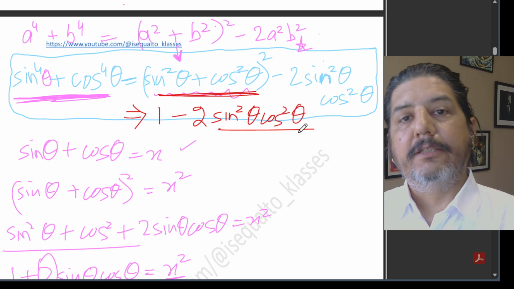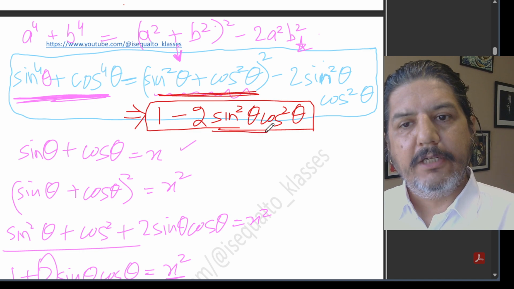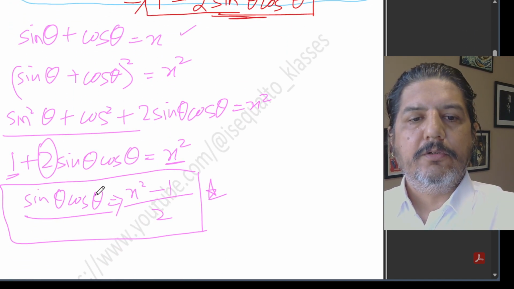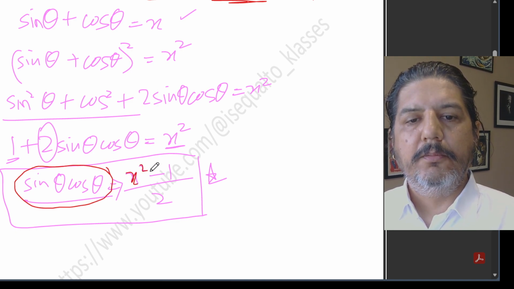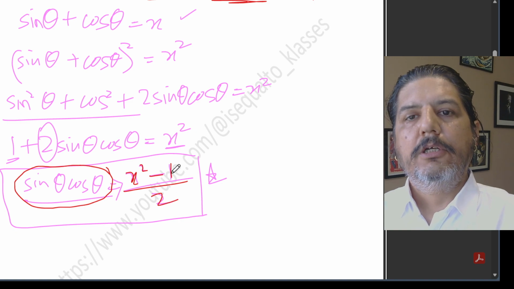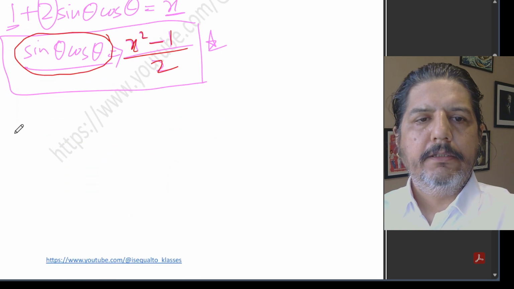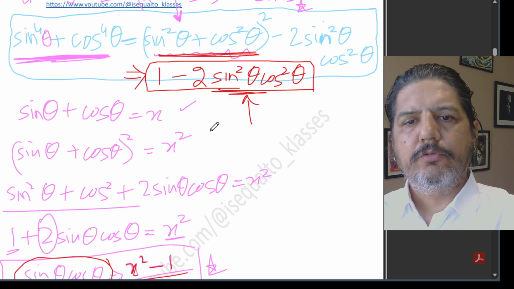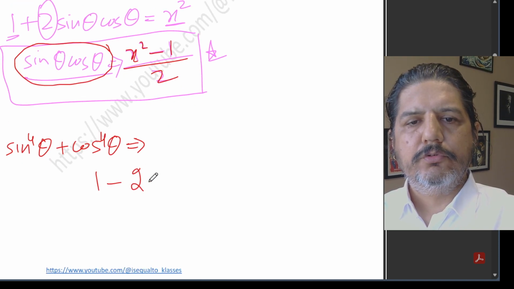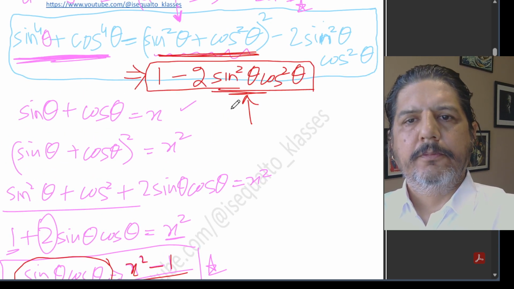Now, if I have the value of sin theta cos theta, then I can put it in this expression. And of course, I have the value of sin theta cos theta. Sin theta cos theta I derived here. So sin theta cos theta is equal to (x square minus 1) upon 2. So let me put this value here. So my sin^4 theta plus cos^4 theta would be equal to 1 minus twice of, and here I'll put the value of sin theta cos theta whole square.